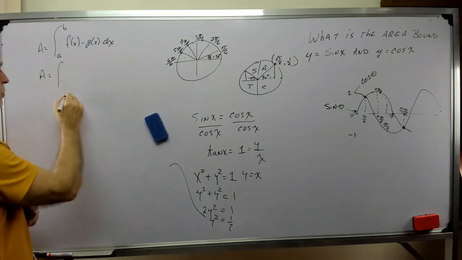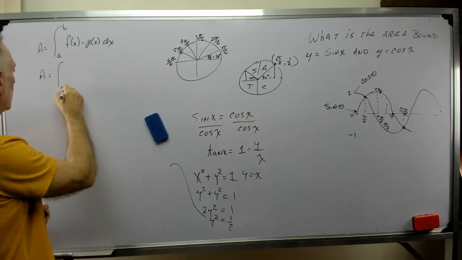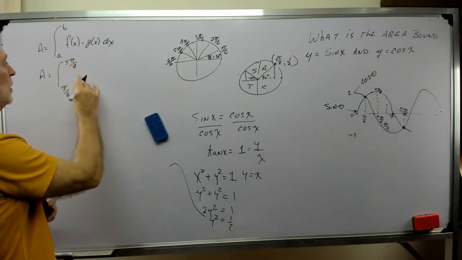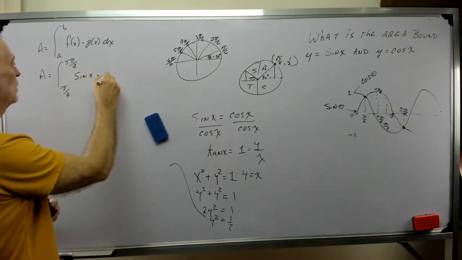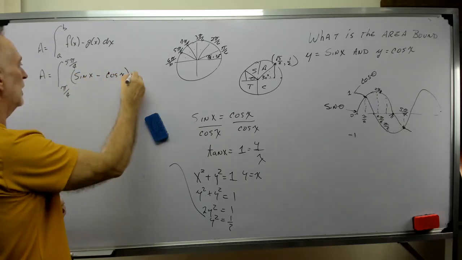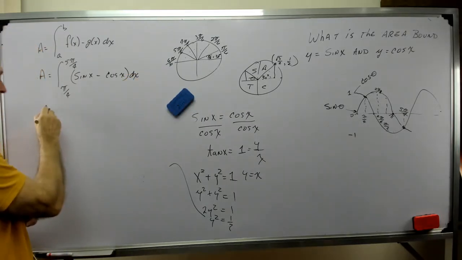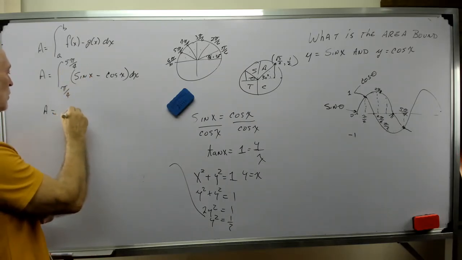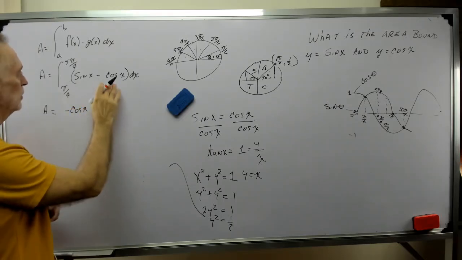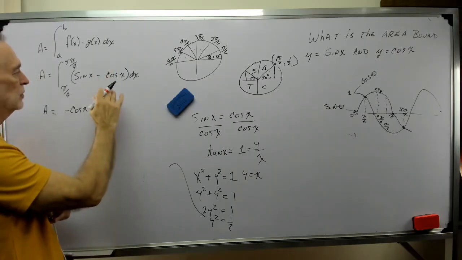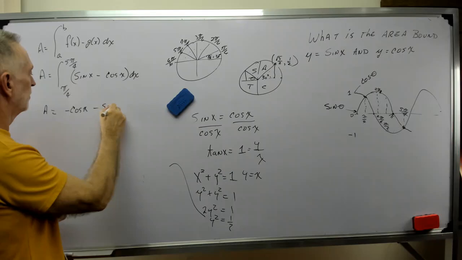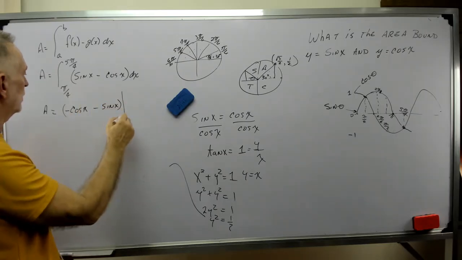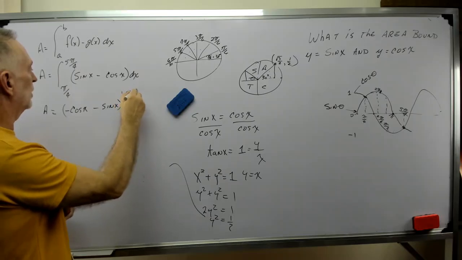our area then is the integral from pi over 4 up to 5 pi over 4 of sine x minus cosine x dx. Okay, so our area, what's the derivative of sine is cosine, so the integral is minus cosine x minus, now the derivative of cosine is minus sine, the integral is positive sine, so that would be our integration, and we're going to look at this from pi over 4 to 5 pi over 4.